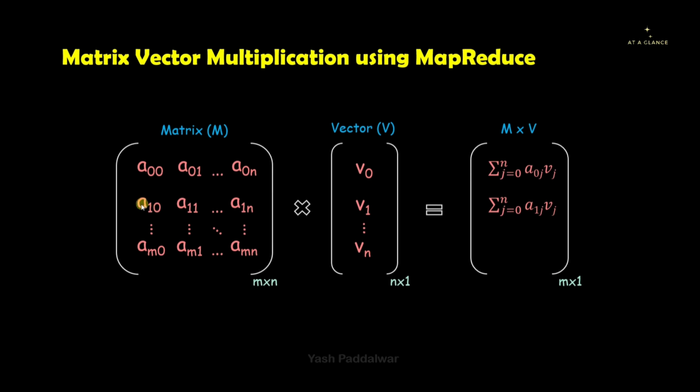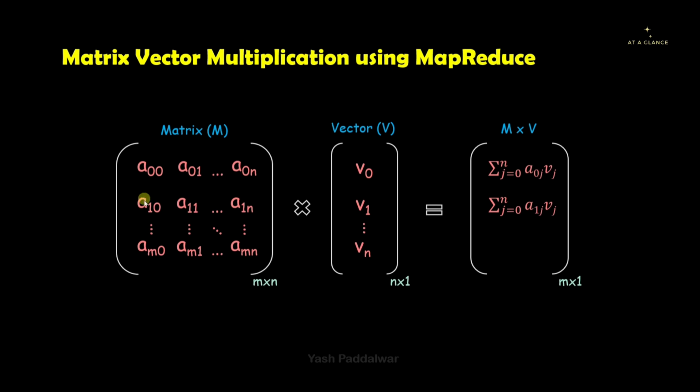Similarly, if we want to calculate the value at the first index of the resultant matrix, we are going to focus on the first row of the matrix M. In that first row, we have n elements. We are going to multiply every single element in the matrix M with its corresponding index value located inside the vector.